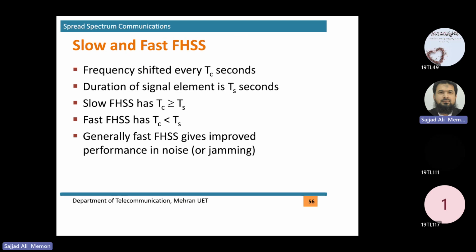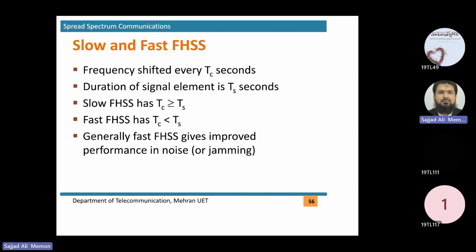Then we have slow and fast hopping. Frequency is shifted every Tc seconds. Duration of a signal element is Ts seconds. Slow FHSS has Tc greater than or equal to Ts. That means the time spent on a single frequency is greater than the signal element, so several signal elements can be transmitted on a single frequency. Fast FHSS is where Tc, the time spent on a single frequency, is less than the signal element. That means several frequency hops are used to transmit a signal element.